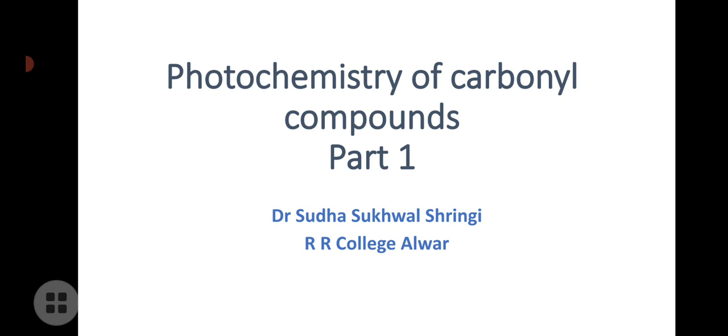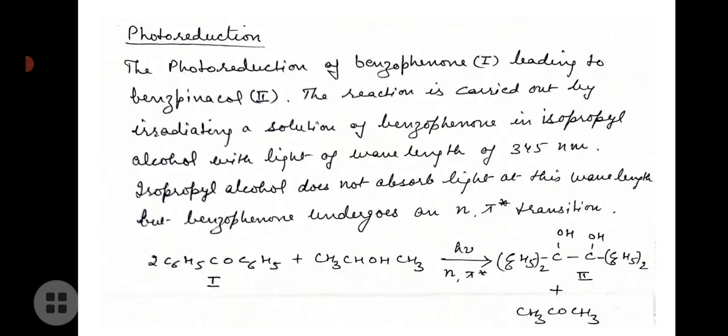In contrast, pi and pi star orbitals are situated in the same plane, and so the pi to pi star transition occurs with a high probability on irradiating the molecule with light of suitable wavelength. Due to the small energy gap between S1 and T1 states, ketones undergo intersystem crossing with a high degree of efficiency, and as a result, most of the photochemistry of ketones arises from their triplet states. Now we'll begin with the first reaction, that is photoreduction.